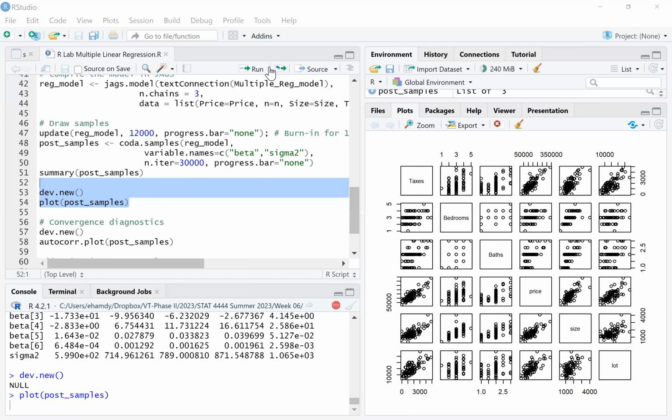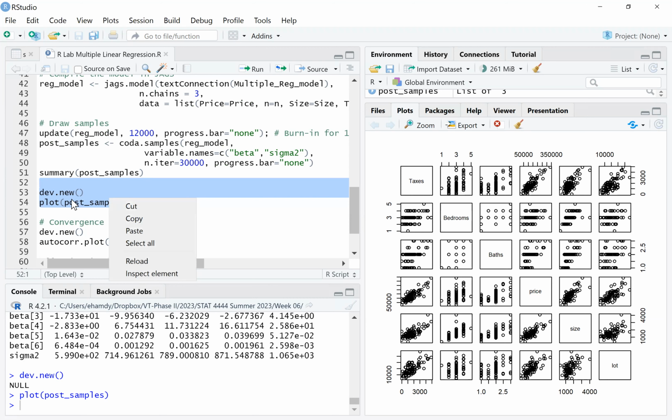The third one is fine. Mixed very well, very good. Mixed very well, all of them, after removing the first 12,000. So based on the trace plot, it looks like convergence happened after the 12,000. So it looks like it's fine.